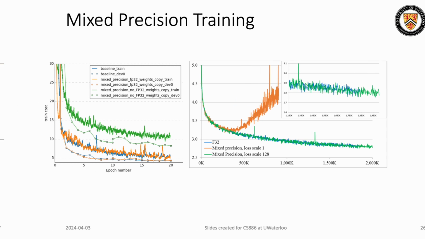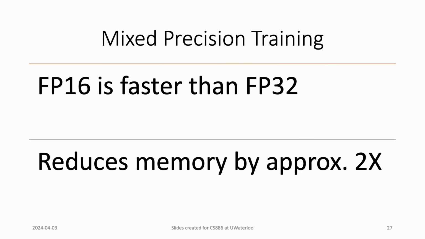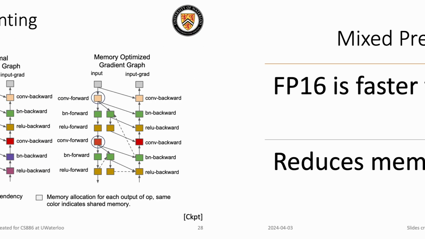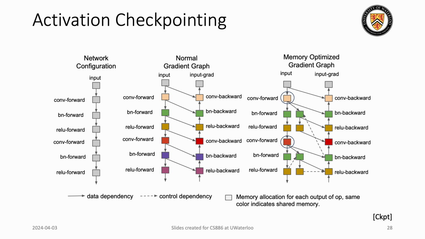So in summary, FP16 is faster than FP32 anyway, so we prefer that, and it takes less memory. We divide the memory by approximately 2. So that is good. We definitely want to incorporate that. And most of the papers that came after this paper in training large language models utilize this mixed precision training. They also utilize activation checkpointing, which is a very simple idea actually.